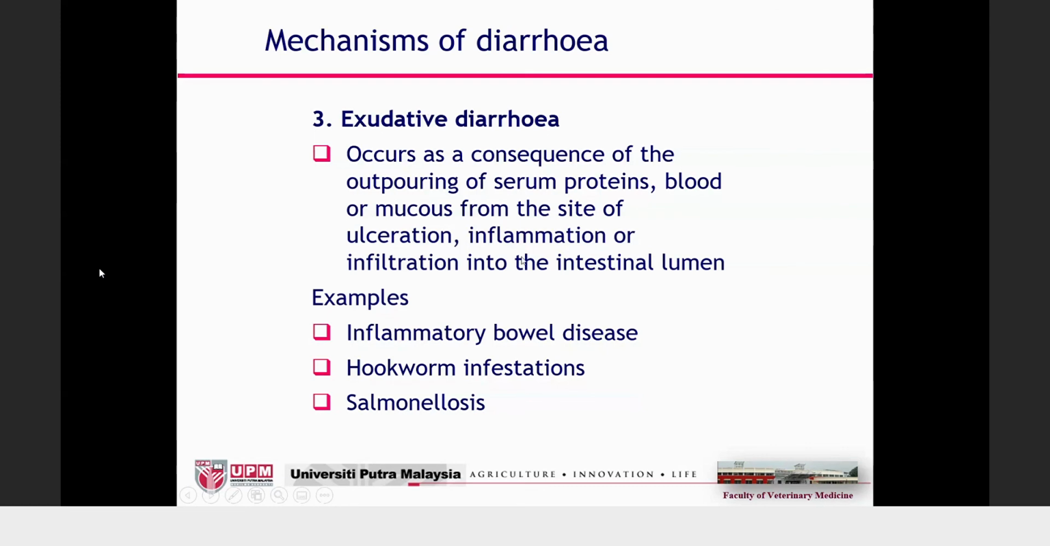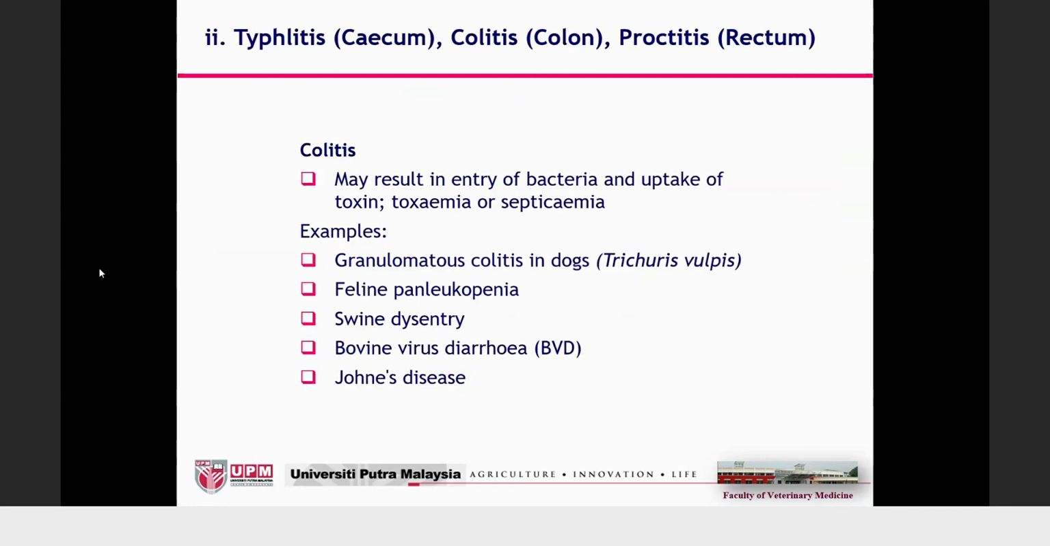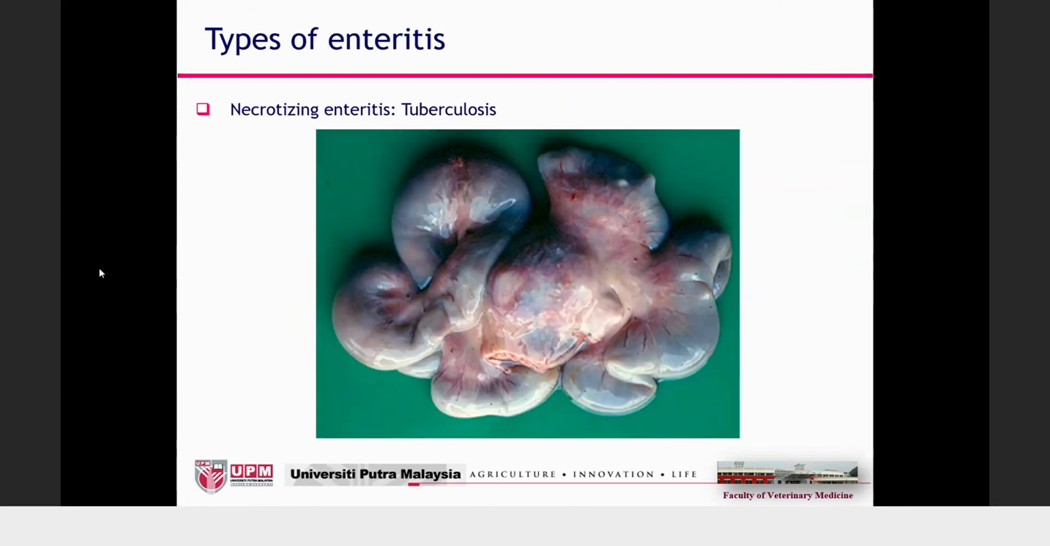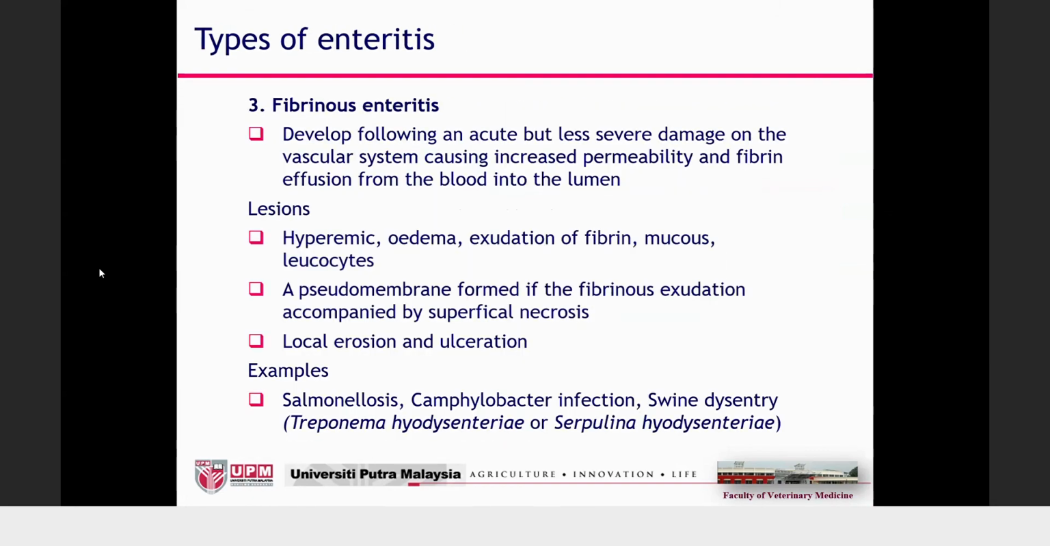Any other question? We have a few more minutes, 2 or 3 minutes. Hi, Prof. Yes. I have a question about fibrinous enteritis. One of the definitions stated is that a pseudomembrane is formed if the fibrinous exudation is accompanied by superficial necrosis. I don't understand what that means.